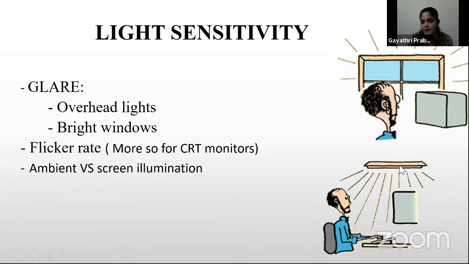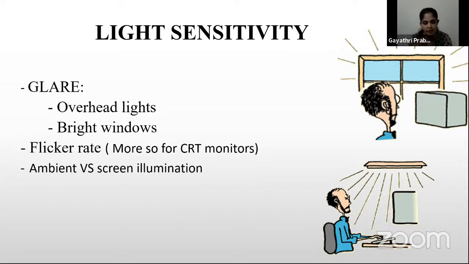So if you look here, there is an overhead light, and that is causing excessive light to go into the person's eye, which is causing trouble for him to view the characters on the screen. Similarly, over here, there is a bright window, which is creating the trouble.